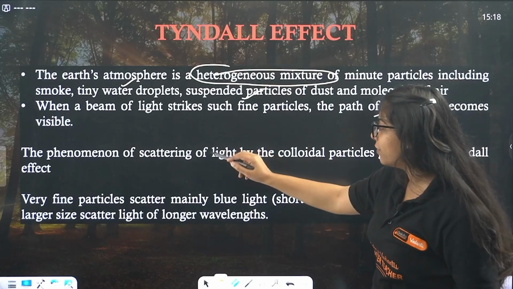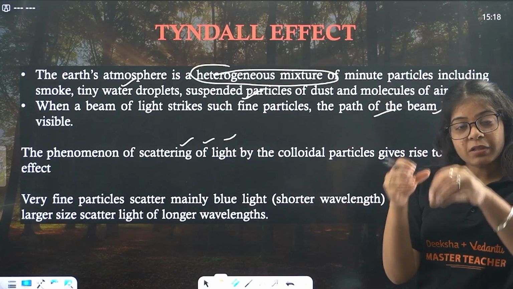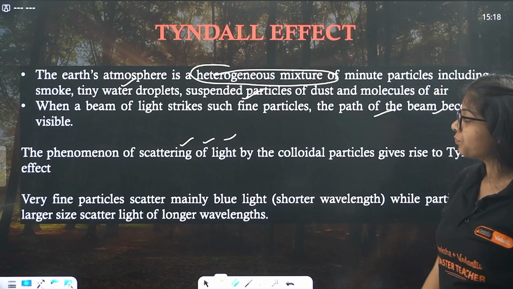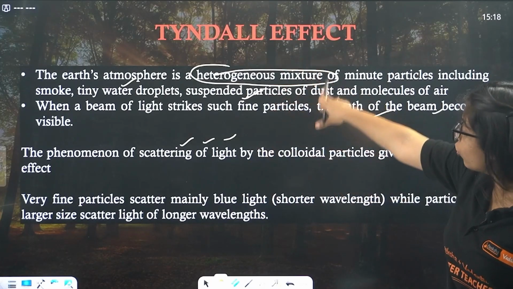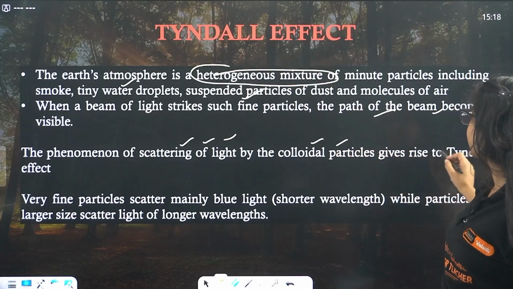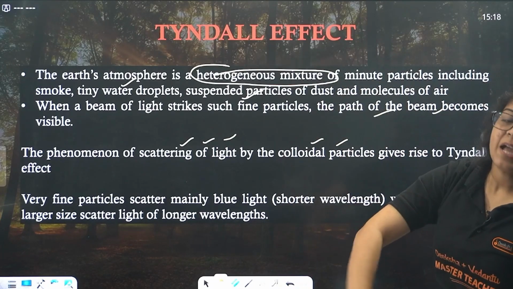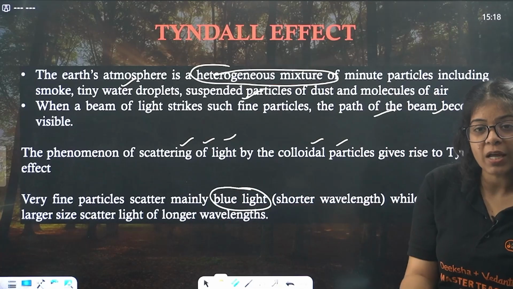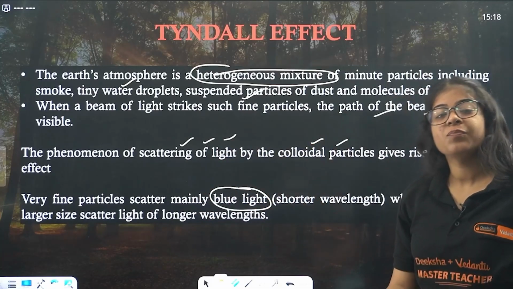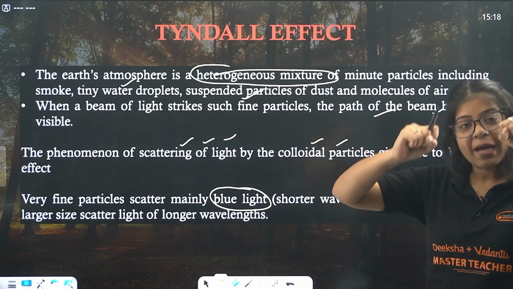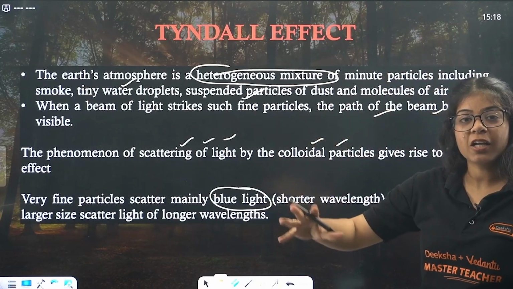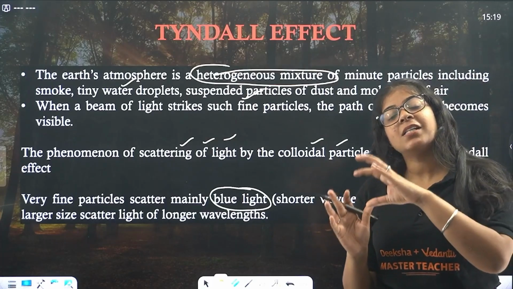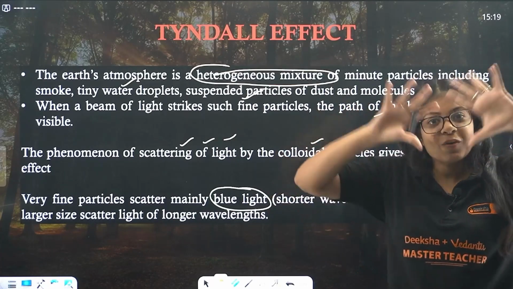The phenomenon of scattering of light, touching all these particles, the light is getting deviated from one water droplet to another gas molecule, right? So, because of the scattering of light through all these particles, the colloidal particles give rise to Tyndall effect. Very fine particles scatter mainly blue light because the wavelength of the light is smaller and the size of the particle is also smaller. So when the wavelength of light is comparable to the size of the particle, it scatters that light. Now red light has more wavelength, so it does not scatter red color. The particles in the sky only scatter blue colors. That's why the sky looks blue.